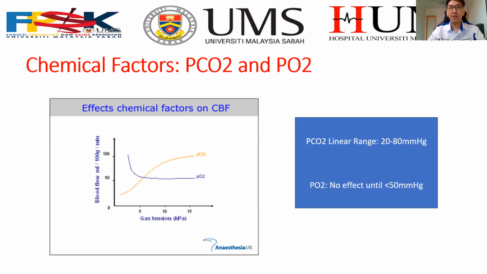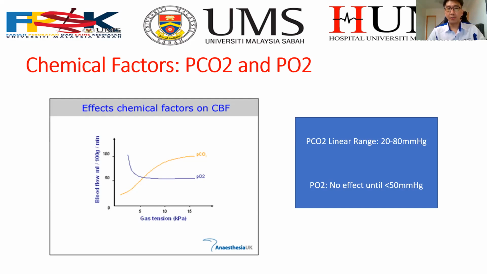Chemical regulation does have an important influence on the cerebral blood flow as well, especially the partial pressure of carbon dioxide and oxygen. As seen in this yellow graph, in the range of 20 to 80 millimeters of mercury of carbon dioxide, there's a linear increase in blood flow with carbon dioxide. When the cerebral blood flow is increased, there's massive vasodilation. Muscle vasodilation occurs and there's an increase in the cerebral blood flow to the brain. When there's a massive increase in cerebral blood flow to the brain, there's an increase in intracranial pressure. I will talk about this in the next segment.